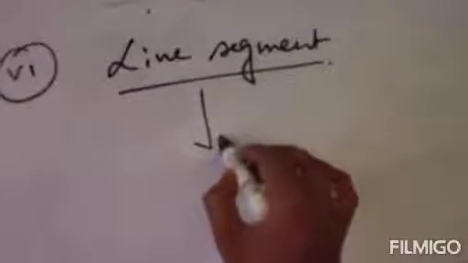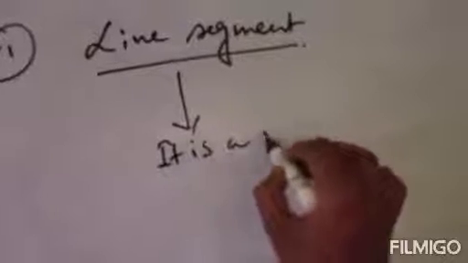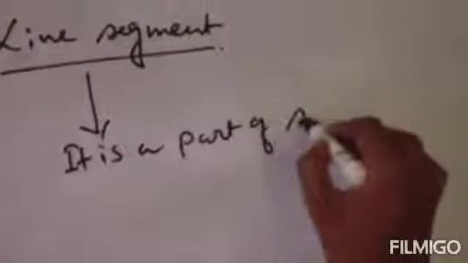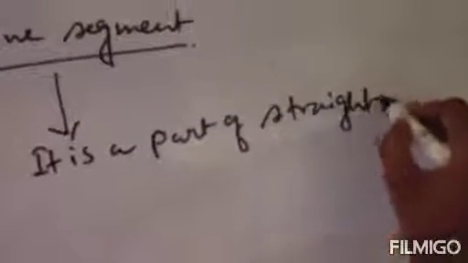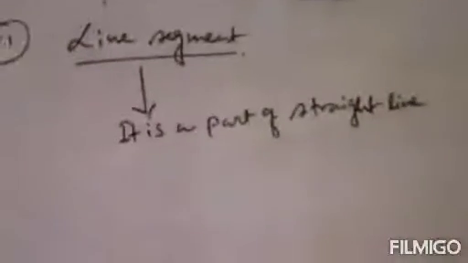Next geometrical figure after the ray is the line segment. The next geometrical figure, number 6, is the line segment. Now the line segment is also a part of a straight line. Like a ray, a line segment is also a part of a straight line.